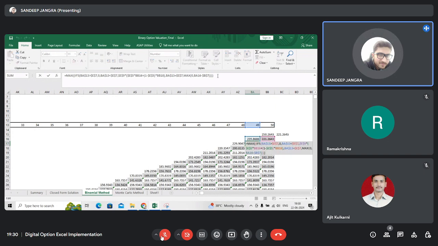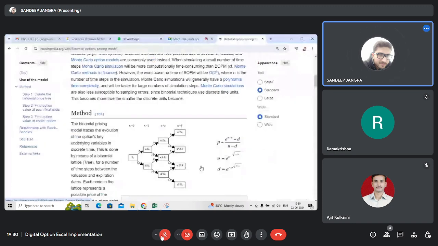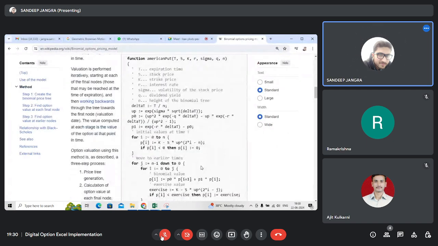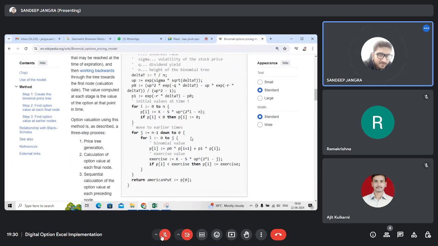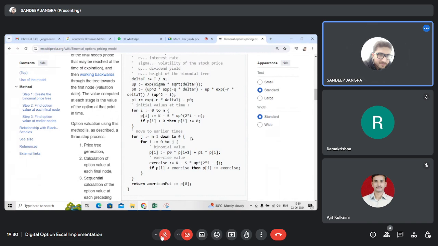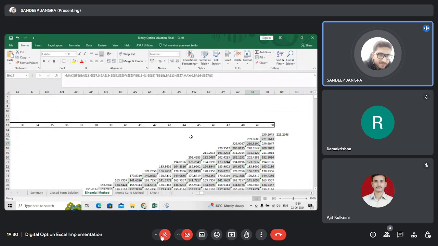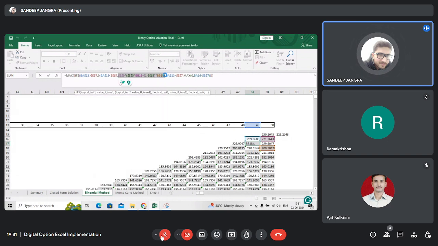Here in this, what we do, so these are the formulas. One second, I will explain a bit. I will explain this, the formula that is given, and how we are calculating this. So this is the methodology of this beautiful binomial model. Just one second, I will show you.